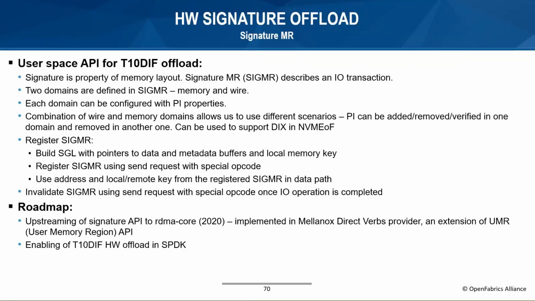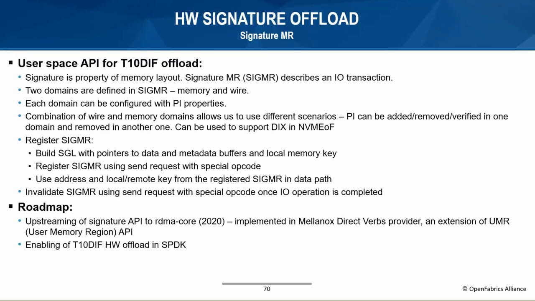It is possible to apply hardware accelerations when data goes through the NIC. One of such accelerations is hardware offload of T10-DIF calculation, and Mellanox is developing a user space API to support it. The API treats signature as a property of memory layout. The API introduces a new special signature memory region, or SIGMR, which is built on top of a regular memory region. This SIGMR describes one IO transaction, and it consists of two domains, memory and wire. These domains define where a signature should be calculated.